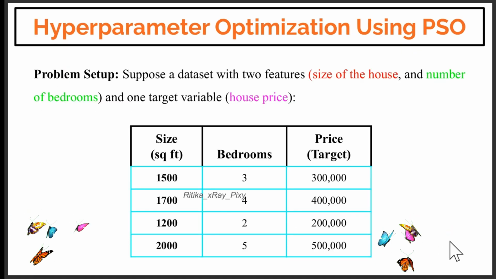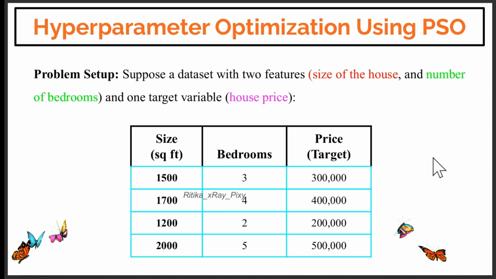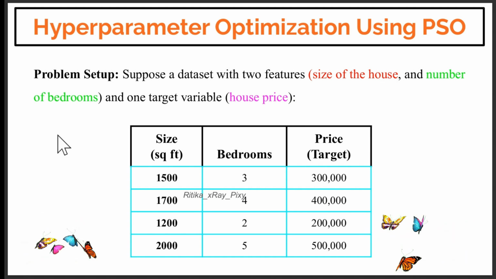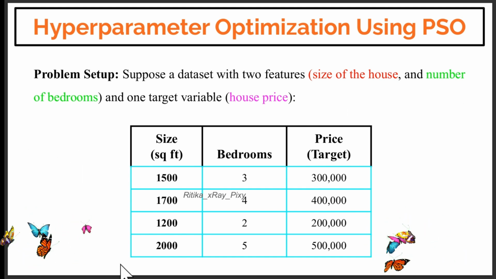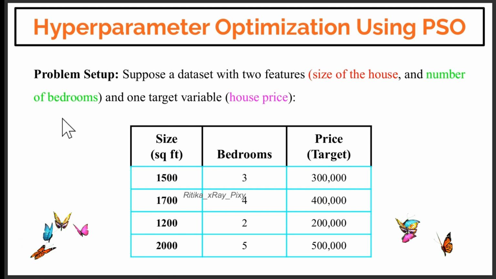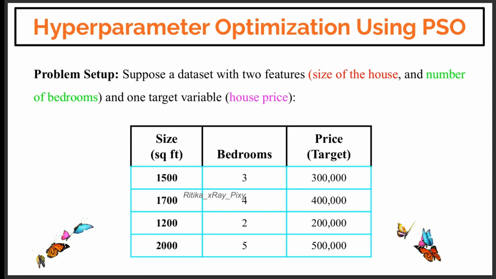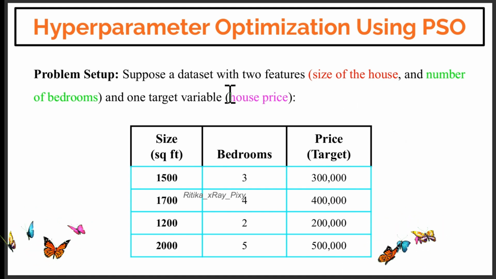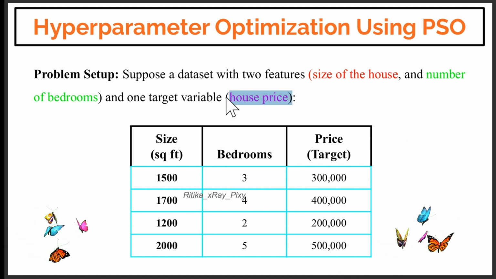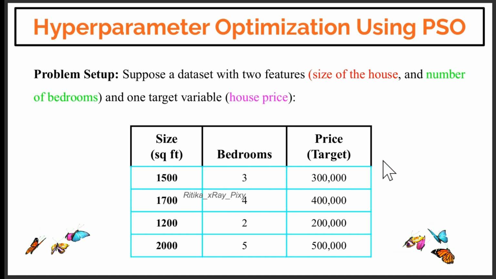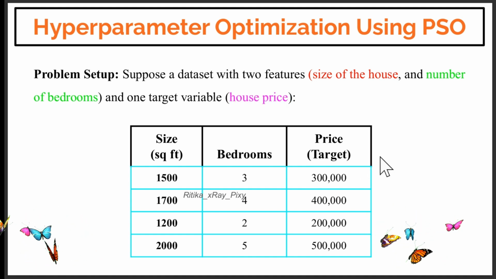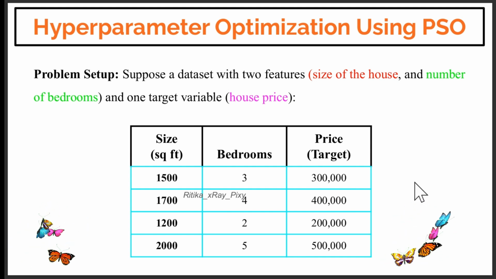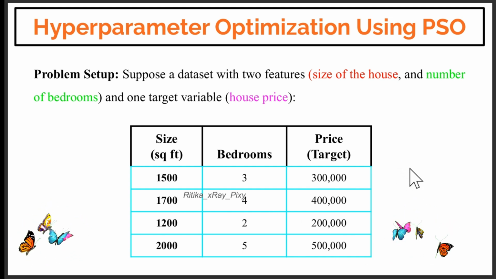So now we have the problem. Suppose we have a data set with two features: size of the house, that is in square feet, as you can see in the table. The second feature is the number of bedrooms, and the third one is the target variable that we will predict, that is the house price. Here in this table we are using a hypothetical house price data set with features size and bedroom, and one target variable, that is the house price.